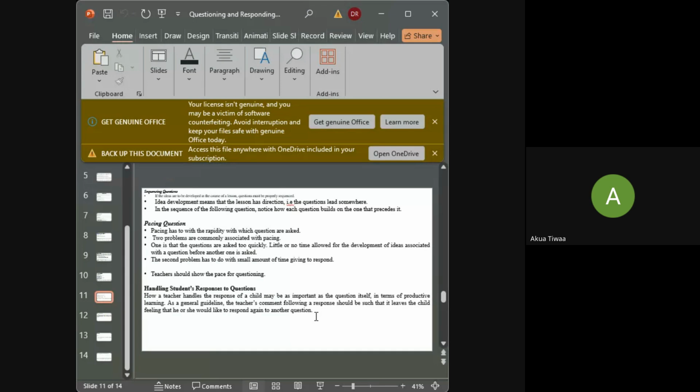So if the ideas are to be developed in the course of a lesson, questions must be properly sequenced. Idea development means that the lesson has direction, the questions lead somewhere. One cannot ask a series of questions randomly and expect that ideas will build cumulatively. So in the sequence of the following questions, notice how each question builds on the one that precedes it.